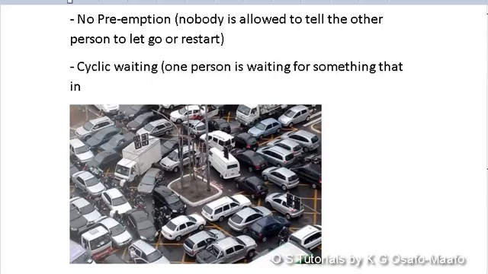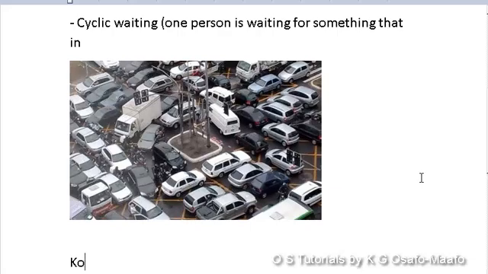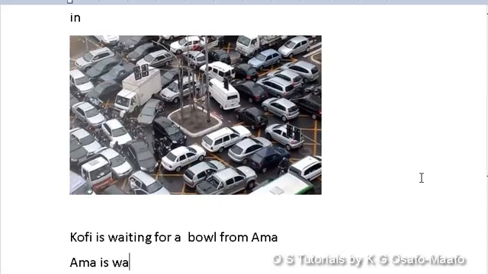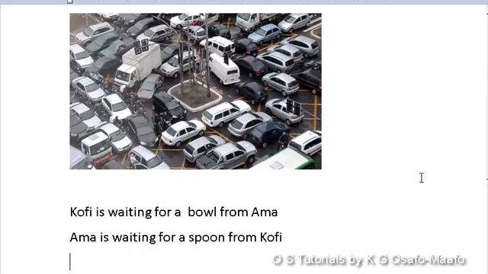Cyclic waiting, you can see this is a cyclic waiting. One person is waiting for this, he's waiting for that one, waiting for that, and it forms a cycle. Right? And cyclic waiting can be much simpler. Maybe Kofi is waiting for a bowl from Amma, and Amma is waiting for a spoon from Kofi. Now at this point, I believe Kofi and Amma are going to starve because no one is going to get any food. But what if we could tell Amma, let go of the bowl? Oh, well, Amma has a spoon. So Amma, let go of the spoon. That will solve the issue.